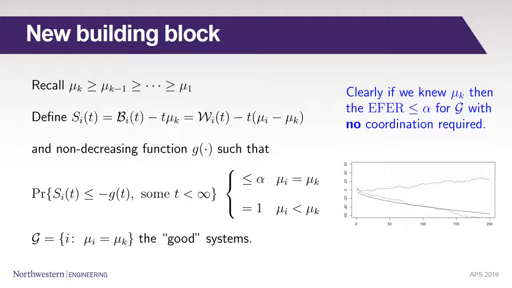We let script G be the set of all systems whose means are as good as the best, and we'll call these the good systems. And what we want to do is control the rate at which good systems are eliminated.